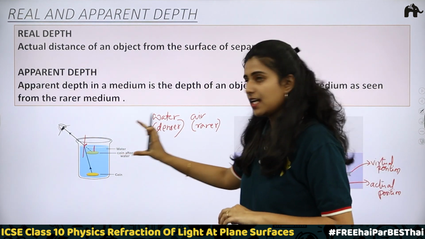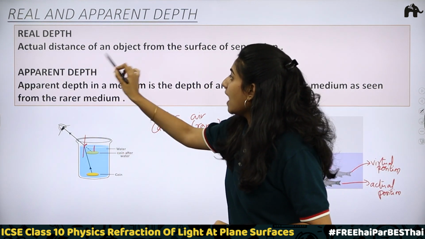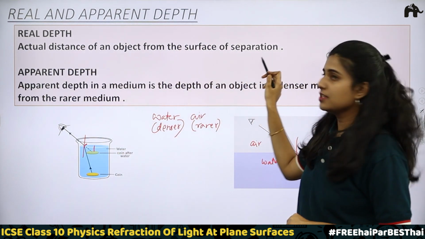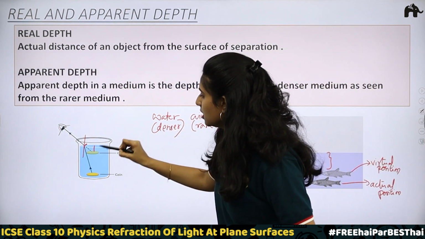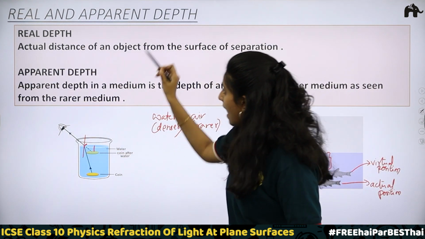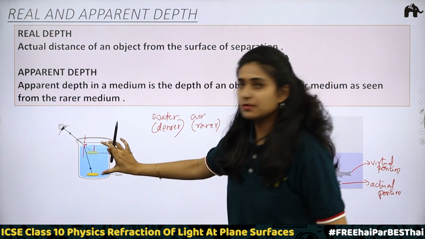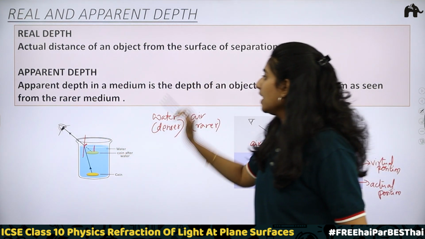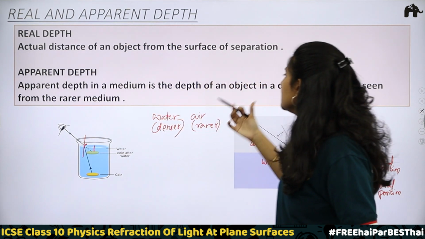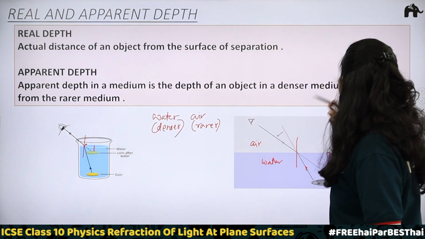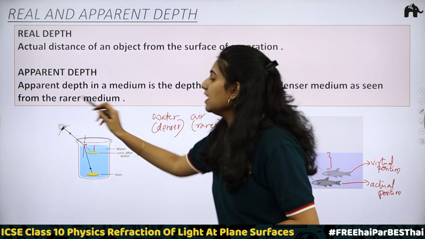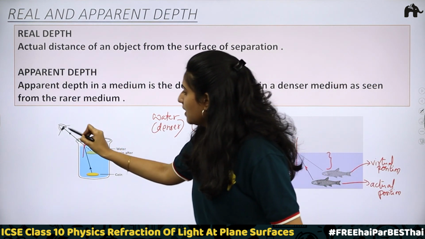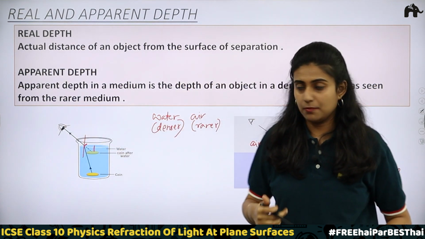Understood what is real depth and apparent depth? Real depth is the actual distance of an object from the surface of separation. So this is the surface of separation of water and air. The actual depth of the object from the separation is called real depth, or it's also known as actual depth. Apparent depth in a medium is the depth of an object in a denser medium as seen from the rarer medium. So here we have the observer in a rarer medium.